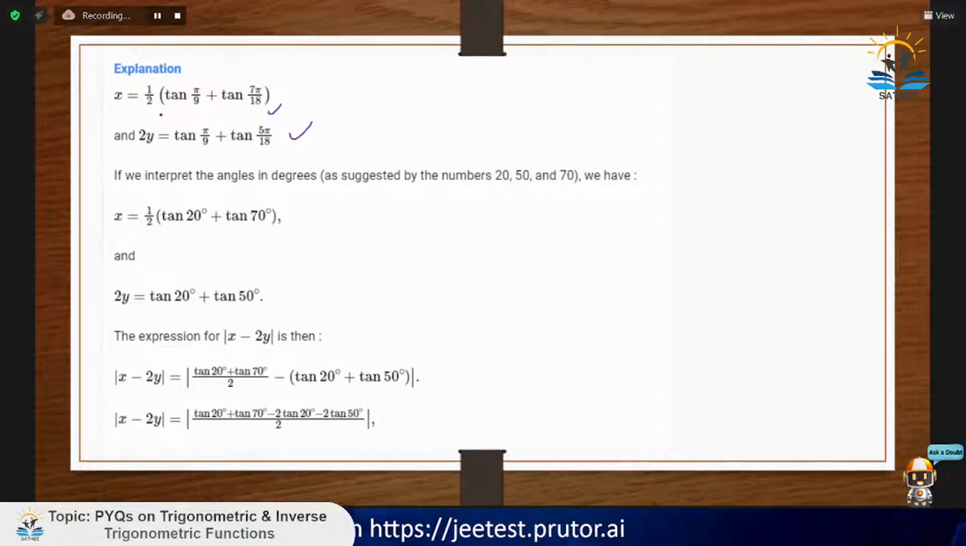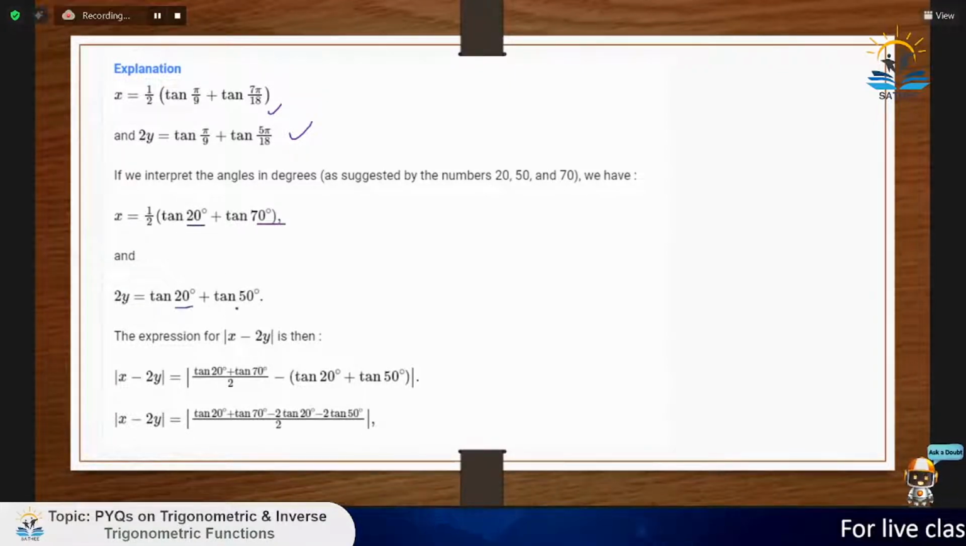But from here, I can see that pi is 180 degrees, and 180 upon 9 is 20. So I just simplified into the simpler angles, basically I removed the pi. So from here I got 2x equal to tan 20 plus tan 70. Similarly, 2y is equal to tan 20 plus tan 50. So now they are asking me for mod of x minus 2y, so just put the values of x and y.